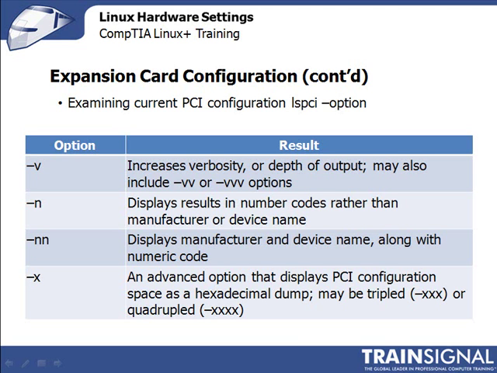The next option, -n, displays the result using number codes instead of the device or manufacturer name. And the -nn option displays manufacturer and device name along with the numeric code. -x is an advanced option that displays information in a hex dump.